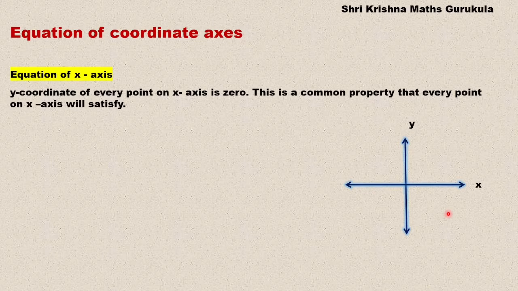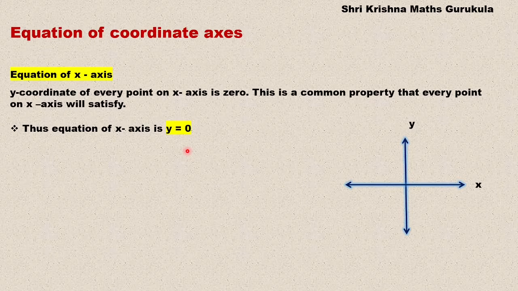So any point on x-axis you consider, the y coordinate will always be 0. So for all the points on x-axis, y coordinate is 0. So isn't this a common property for all the points on x-axis? Yes, all the points on x-axis satisfy a common property, which is y is equal to 0. We are using that common property and calling the equation of x-axis as y is equal to 0.